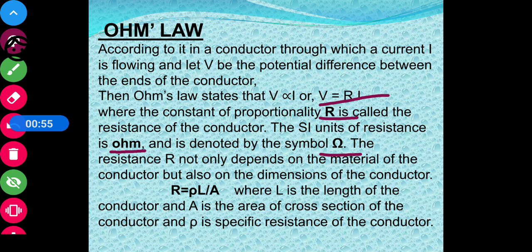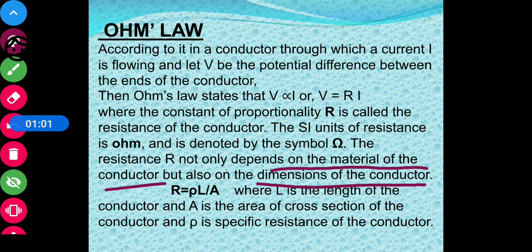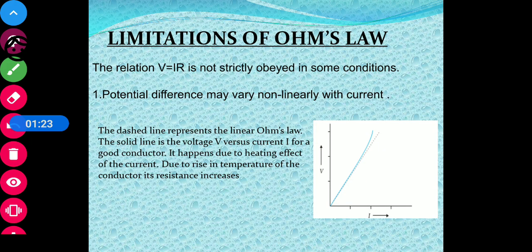Now, this resistance R not only depends on the material of the conductor, but it also depends upon the dimensions of the conductor. That means R is equal to rho L upon A, where L is the length of the conductor and A is the area of cross section of the conductor. Rho is the specific resistance of the conductor. So, R depends not only on the material but also on its dimensions.